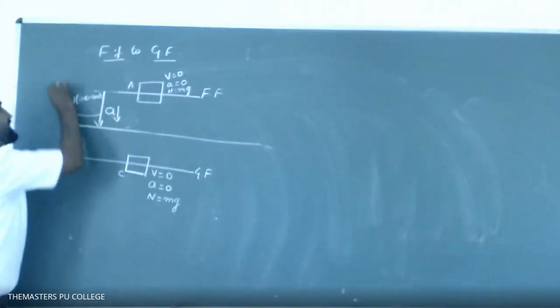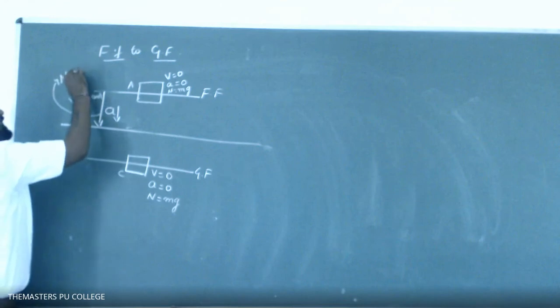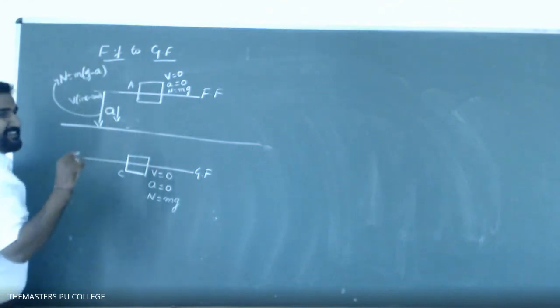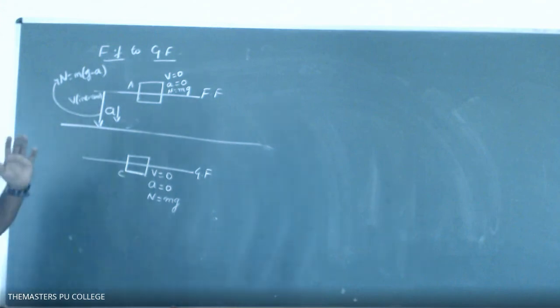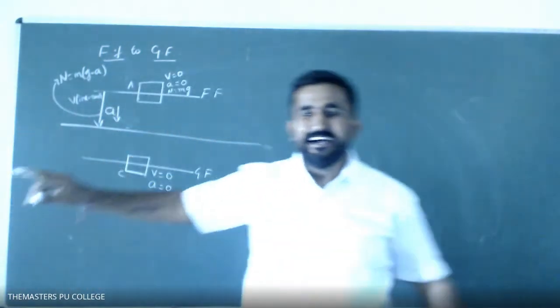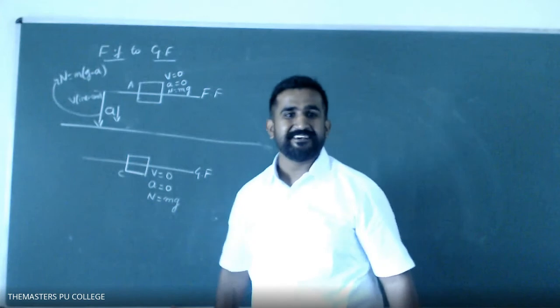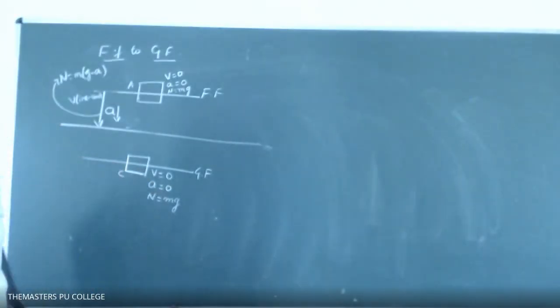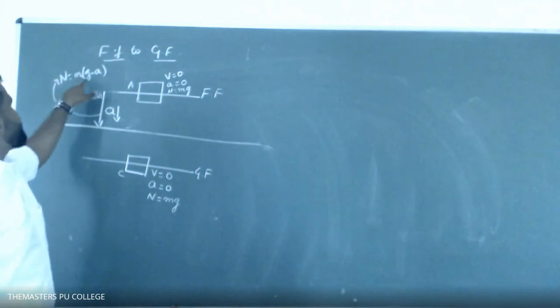Downward direction means apparent weight N is equal to m of g minus a. I know that if it is down, N is equal to m of g minus a. Done, sir. When it is down, N is equal to m of g minus a.